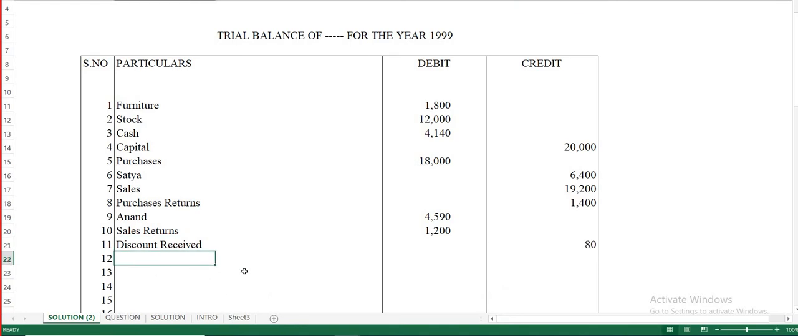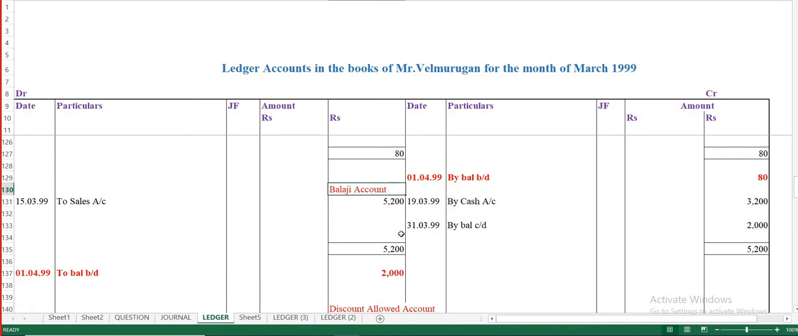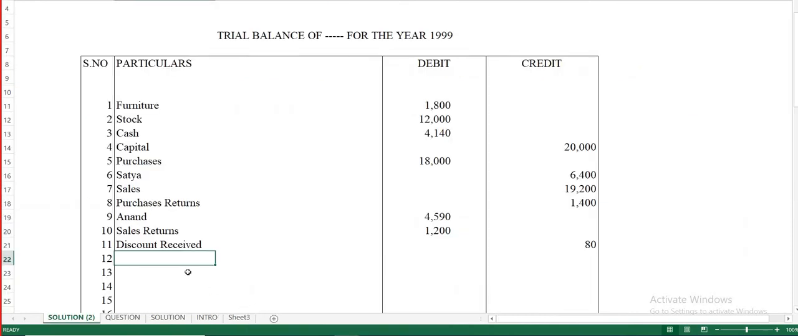So what other items do we have? You just look it over. Okay, Balaji account we have. So Balaji, we still didn't settle with him. Okay, so we have sold to him and we have received some cash. Still some amount is pending with us. So he's a debtor like that. So we have a debit balance. So this 2000 is to be entered on the debit column. Okay, he is a debtor.